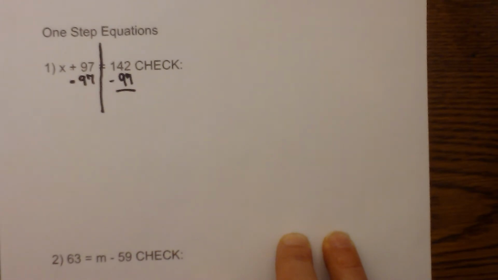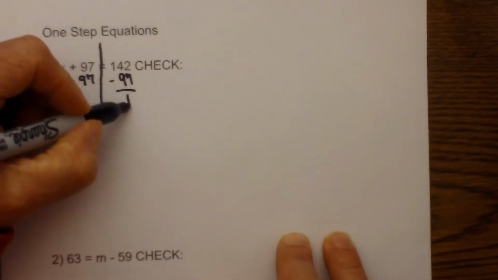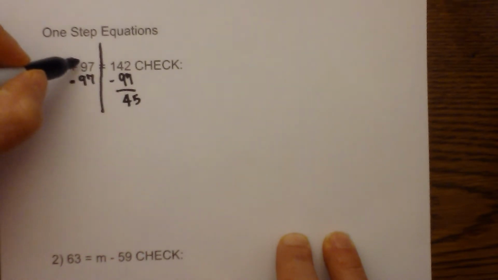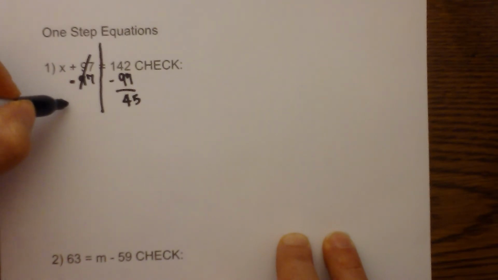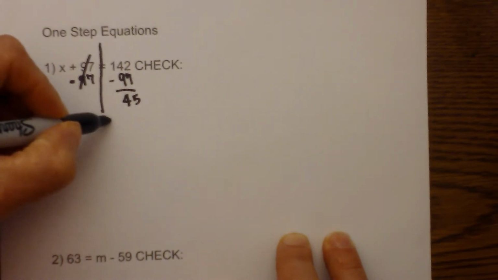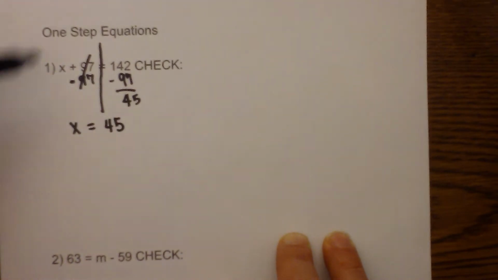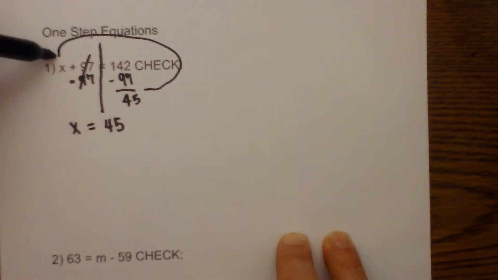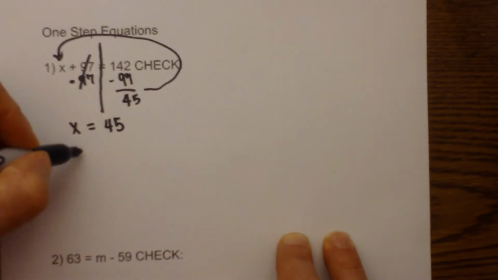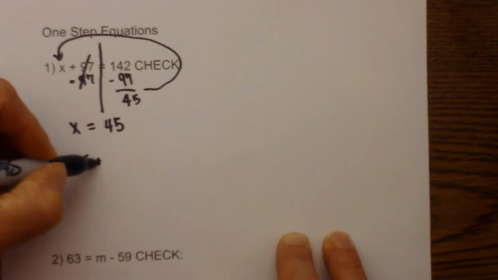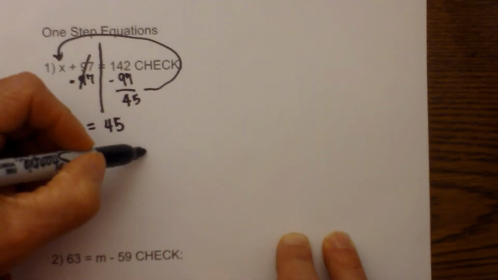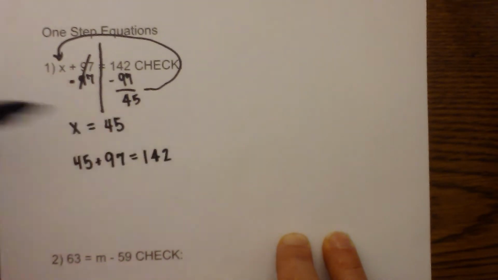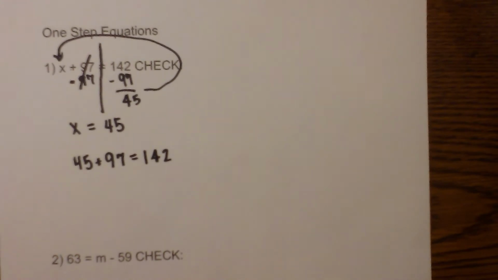And 142 minus 97 is 45. 97 minus 97 is 0. So it becomes x equals 45, okay? And now I need to check it. So I'll plug the 45 into the x. So we have 45 plus 97 equals, and if you do the math, that equals 142. Okay? So there is one.